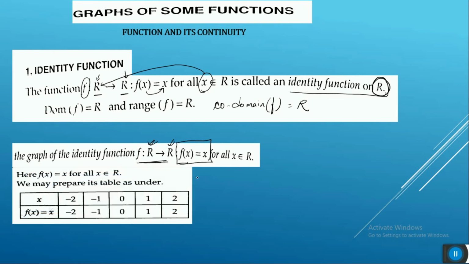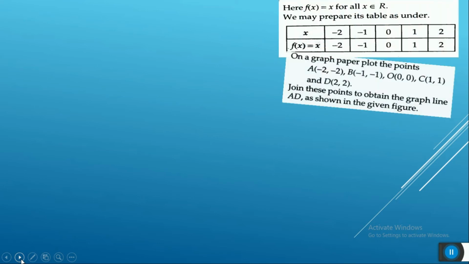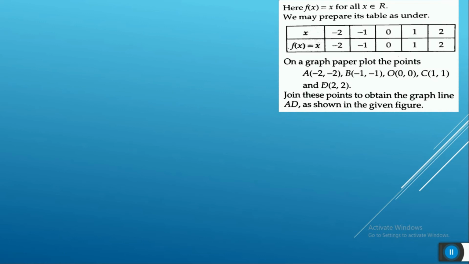Now see, here f(x) is x for all x, so we prepare a table. If x is minus 2, you put it here, you will get minus 2, right? So minus 1 you put, you will get minus 1; 0 gives 0, 1 gives 1, 2 gives 2. If you are getting a table like this, let's draw the graph for this. So this is my table.